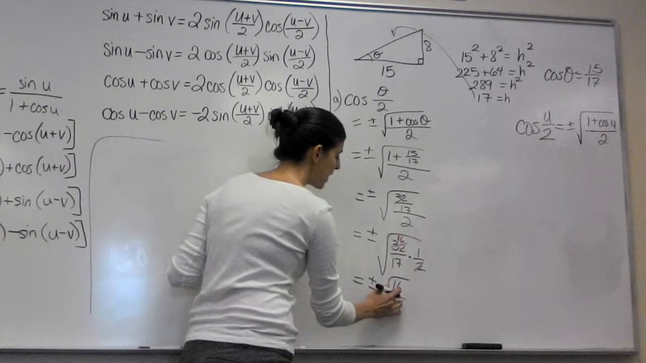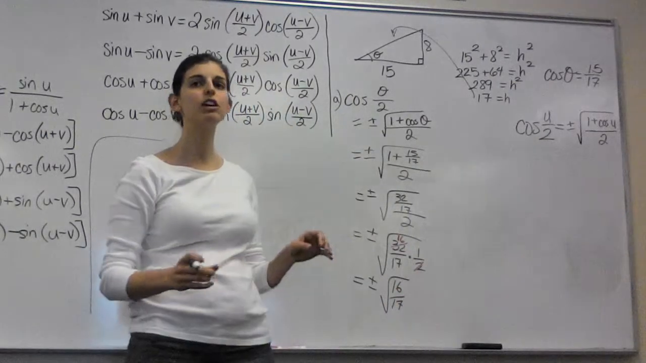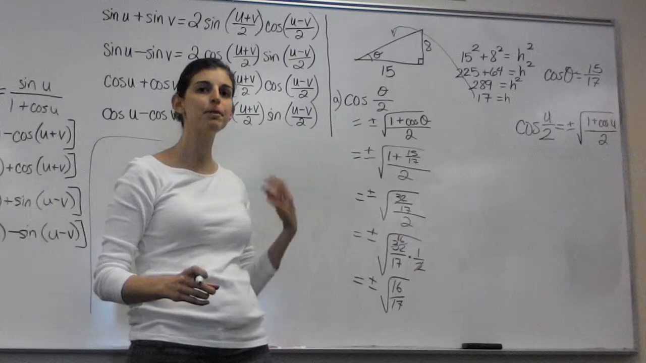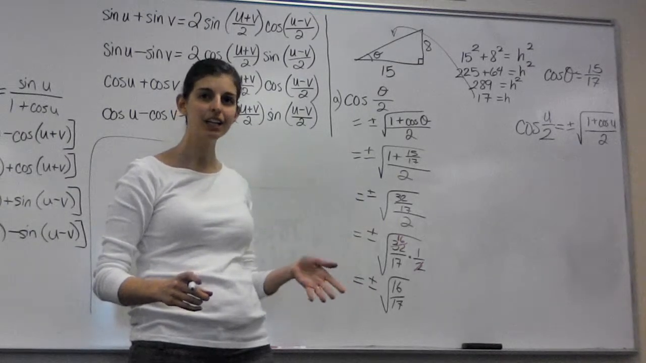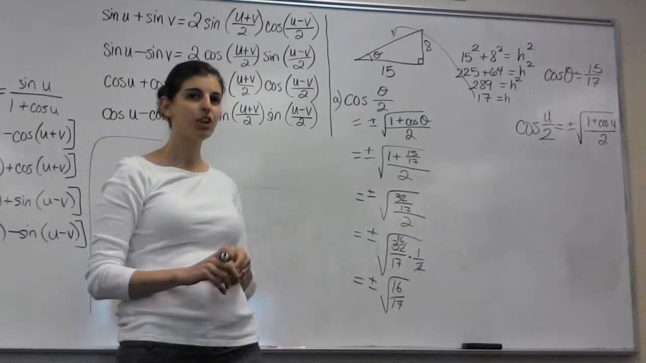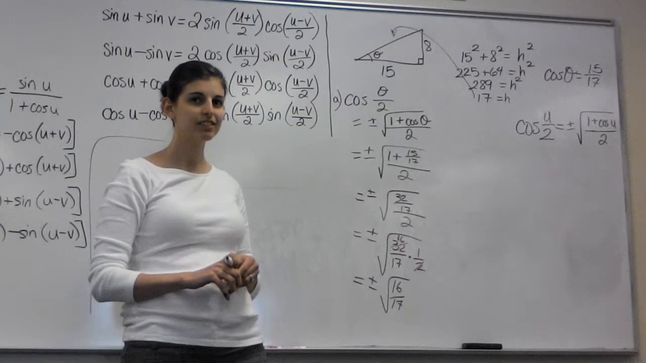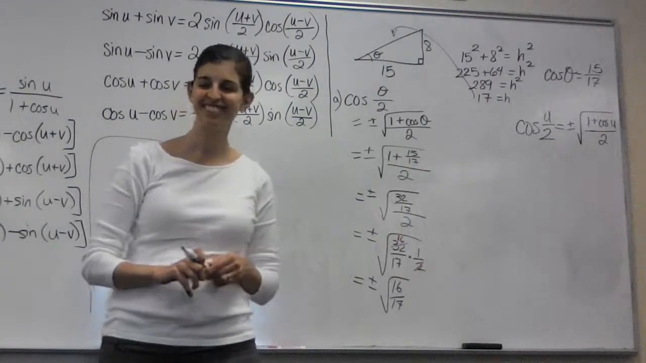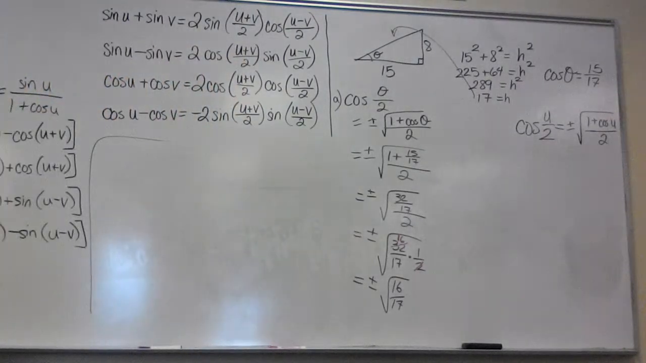And because of time, we're going to leave it like that. You could square root the top and square root the bottom and rationalize the denominator. That's fine. We got our calculators. No, you don't need a calculator. That's right. Okay, so we'll leave it.